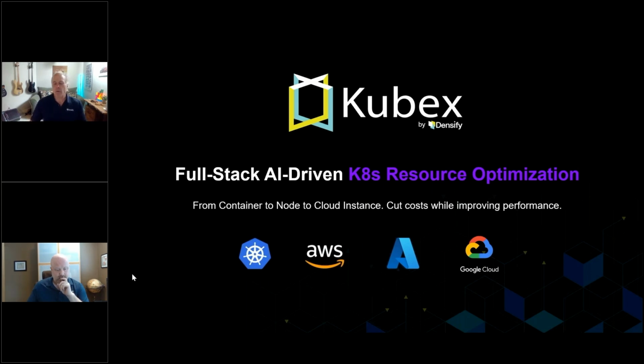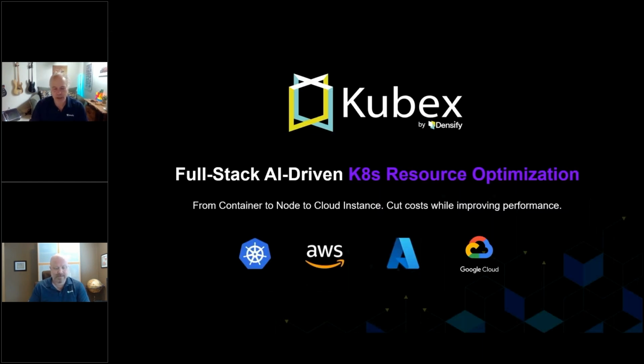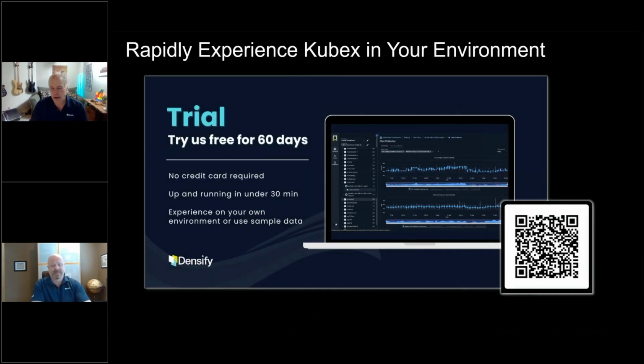Gotcha. In terms of what we offer, and you've seen now the demo and a few slides in terms of our positioning, Kubex is our latest release, brand new interface, full stack, AI-driven resource optimization for Kubernetes, wherever that may be running, whether it be in AWS, Azure, GKE, or potentially up in OpenShift on-prem. We cover all those areas that we talked about today: containers, nodes, cloud instances themselves. And it's not just about cutting costs, it's also about reducing risk and improving performance. You can see for yourself. Go to our main webpage, densify.com, click on the trial, use us free for 60 days. No risk, no credit card or anything like that. You'd be up and running very quickly.